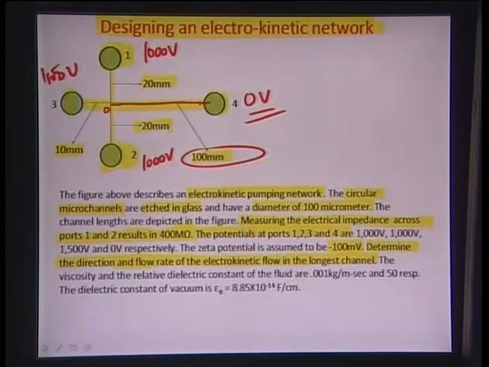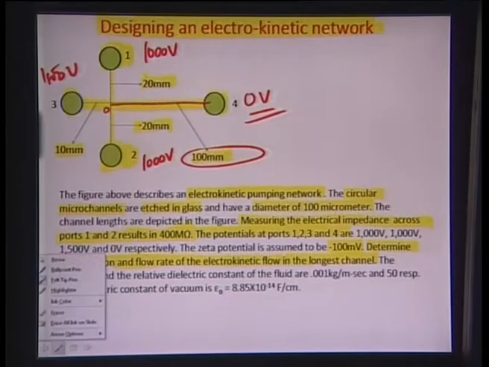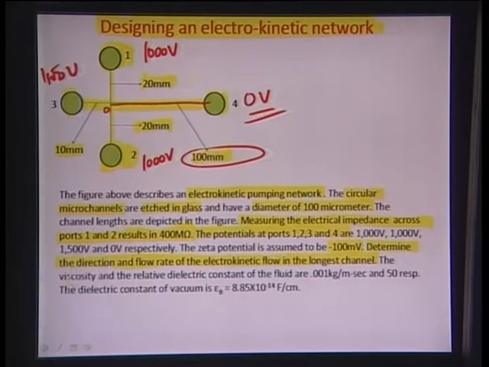Okay. So, the viscosity and relative dielectric constant of the fluid are given to be 0.001 kg per meter second and 50 respectively, and the dielectric constant of vacuum is found to be 8.85 times 10 to the power of minus 14 farad per centimeter.